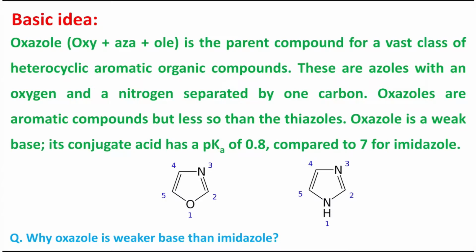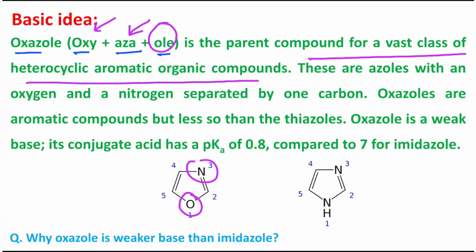So before going to its synthesis, let's learn the basic idea about this molecule. Its name is oxazole. You may consider oxy or oxa, aza and ol. Oxa means because of this oxygen, aza because of this nitrogen, and finally ol means 5-member ring. So from the name you can understand what could be the expected structure of this molecule. Now this is the parent compound for a vast class of heterocyclic aromatic organic compounds, and by the way, this topic belongs to heterocyclic chemistry, or more specifically 5-member heterocyclic compounds.